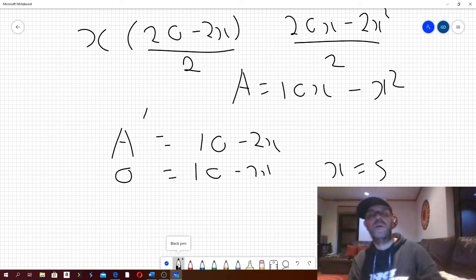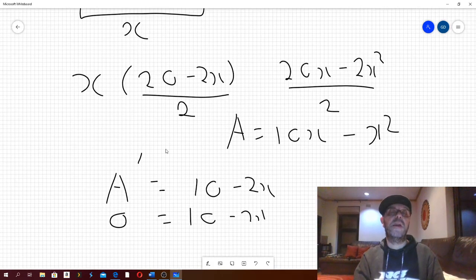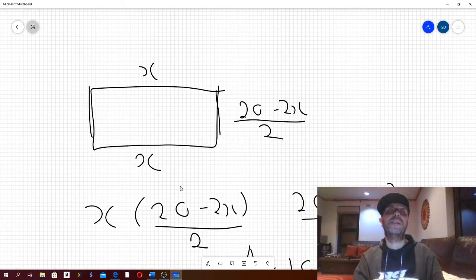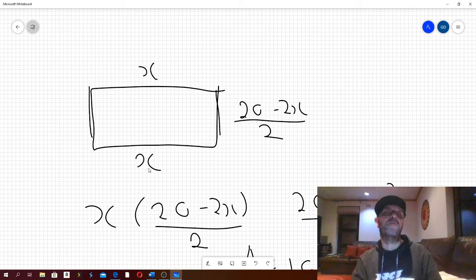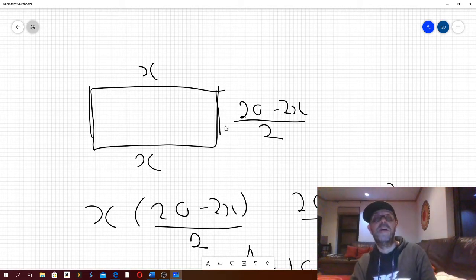Now if we use that x equals 5, we can see that actually this rectangle is not just a rectangle, but it is actually a square. Because remember, if I've got 5 here and 5 over here, that's 10. We only had 20 to play with, and the other two sides must be equal, so we've only got 10 left.